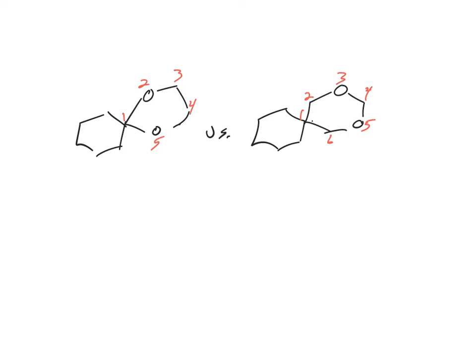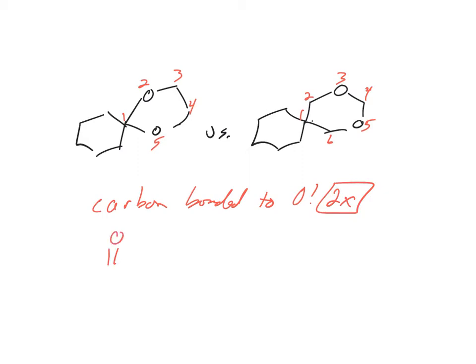What you need to look for is the carbon bonded to oxygen 2 times, right? Because you're trying to find out which carbon is the carbonyl. So you've got to find that carbon. That's what's going to tell you which is the carbon in the carbonyl. And so for this first one, for A, the carbon that is bonded to 2 oxygens is carbon 1.